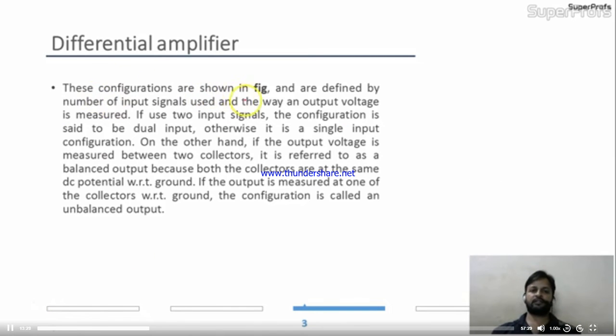These configurations are shown in the figure and are defined by the number of input signals used and the way an output is measured. If two input signals are used, the configuration is said to be dual input. Otherwise, it is a single input configuration. On the other hand, if the output voltage is measured between two collectors, it is referred to as a balanced output, because both the collectors are at the same DC potential with respect to ground. If the output is measured at one of the collectors with respect to ground, the configuration is called the unbalanced output. I think this point is clear to you. Okay.